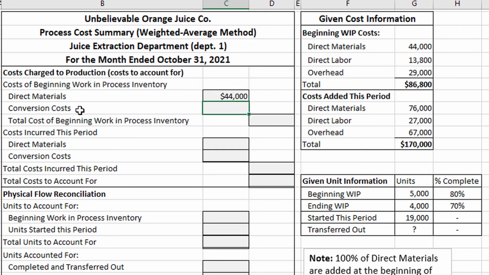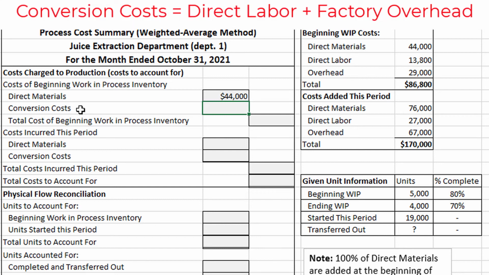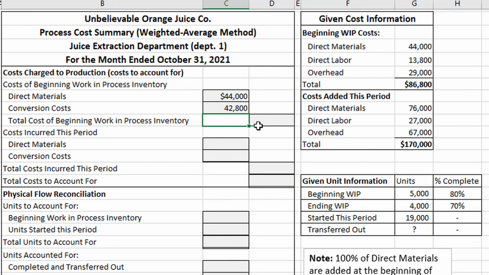Next we have the conversion costs. Now remember, conversion costs are equal to the direct labor plus the factory overhead costs. So what we can do is take the direct labor from the beginning work in process and add the overhead, and that gives us $42,800. The total cost of beginning work in process inventory is equal to the sum of those two numbers. So $42,800 plus $44,000 gives us $86,800 for our total cost of beginning work in process inventory.